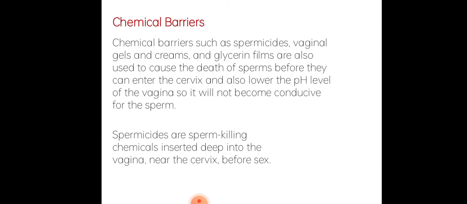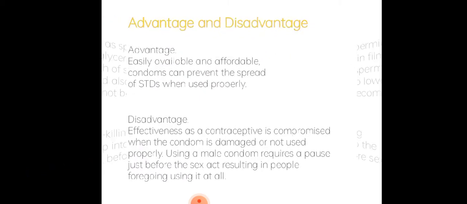Chemical barriers. Chemical barriers such as spermicides, vaginal gels and creams, and glycerin films are also used to cause the death of sperm before they can enter the cervix, and also lower the pH level of the vagina so it will not become conducive for the sperm. Spermicides are sperm-killing chemicals inserted deep into the vagina near the cervix before sex.